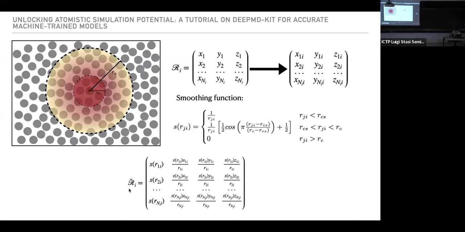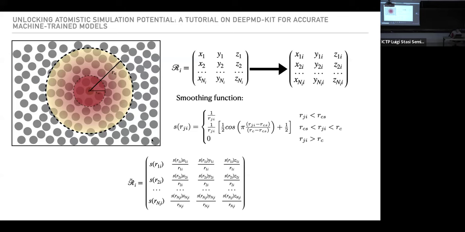So we define a new descriptor, R tilde, that has both a radial and an angular part, and that is now weighted with this smoothing function.